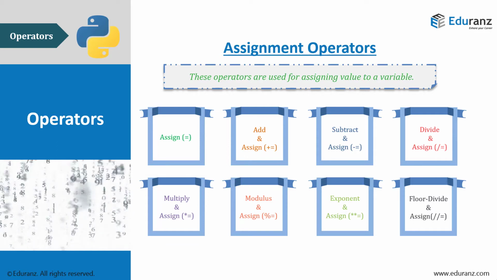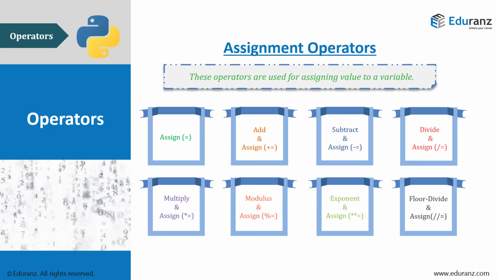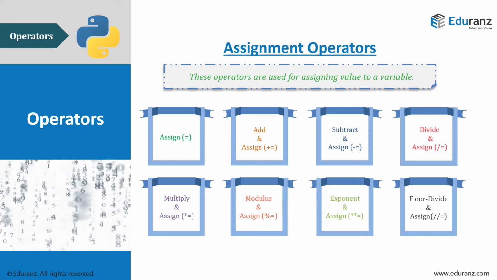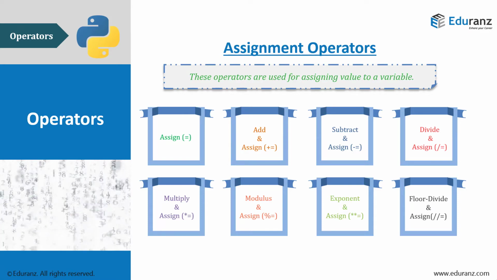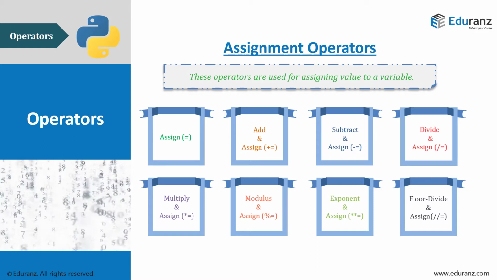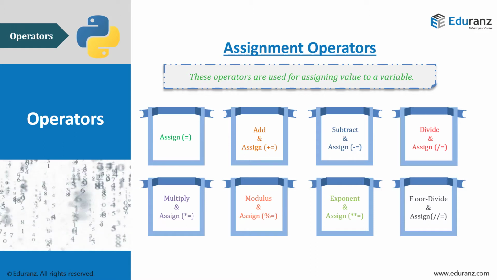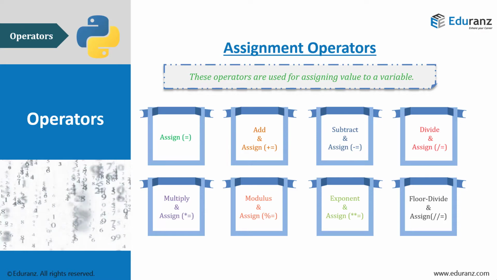Then comes the add and assign value. Basically, it adds the values on either side and assigns it to the left side, right? And then comes the subtract and assign. Similarly, it subtracts the value on the right from the value on the left. Similarly, it goes for subtract and assign. Basically, it subtracts the value on the right from the value on the left. And guys, then comes the subtract and assign.